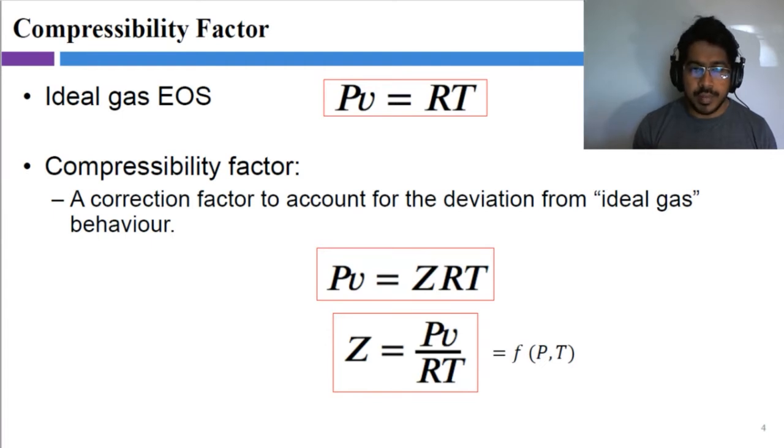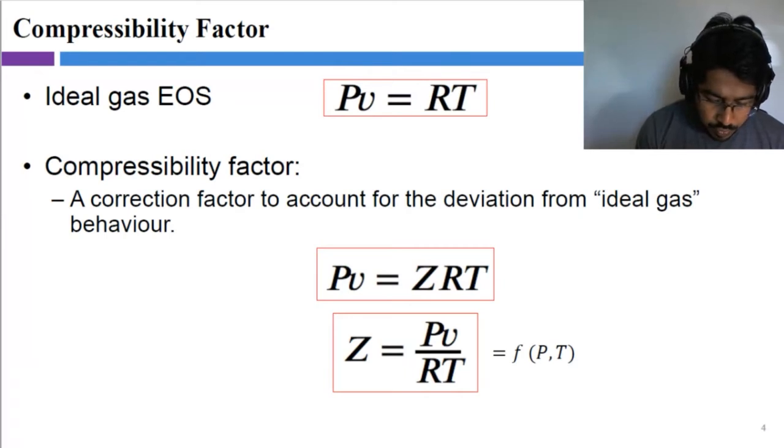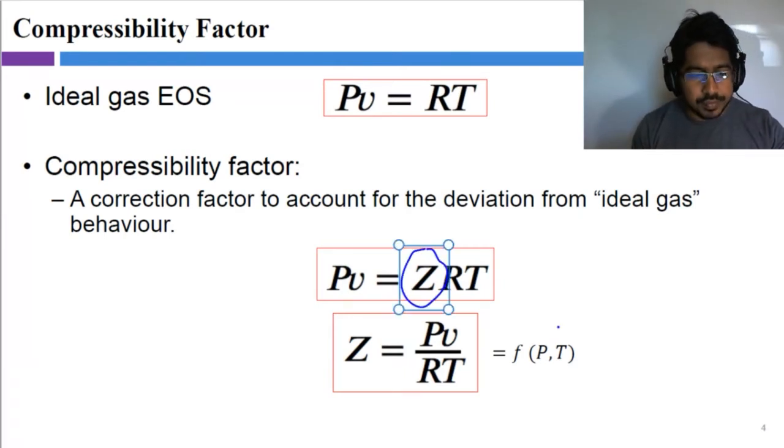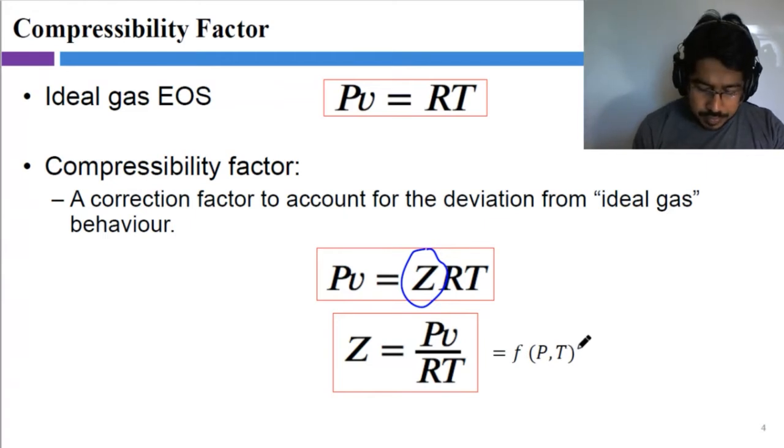sometimes these conditions are not met by the substances that we are dealing with. In such a situation, we use a compressibility factor in this equation to represent the deviation from the ideal gas behavior, right? A real gas is not exactly behaving as an ideal gas. So this compressibility factor, we use it as a correction factor. The compressibility factor is a function of pressure and temperature.